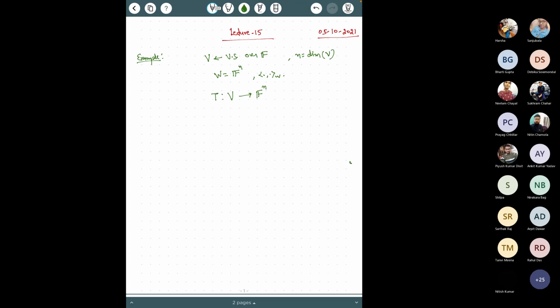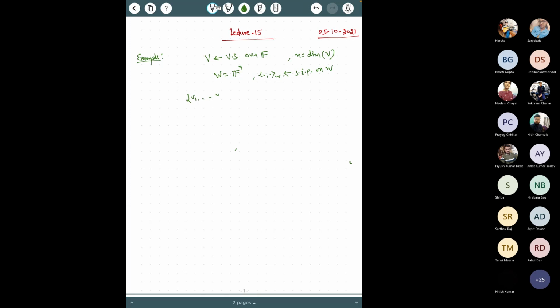So one way is that you fix a basis here. So this is very clear that we can take W, and we know W. We can also take an inner product, which is the standard inner product on W. So this is the standard inner product.